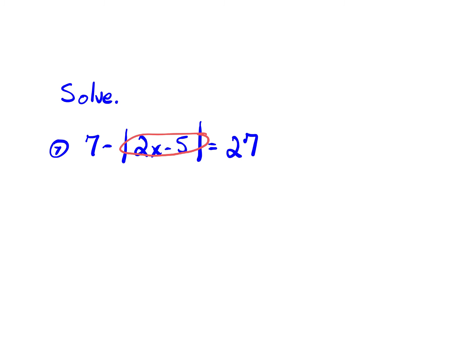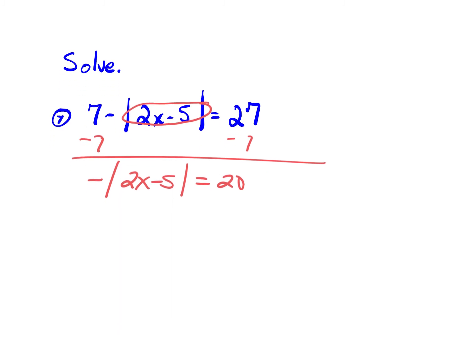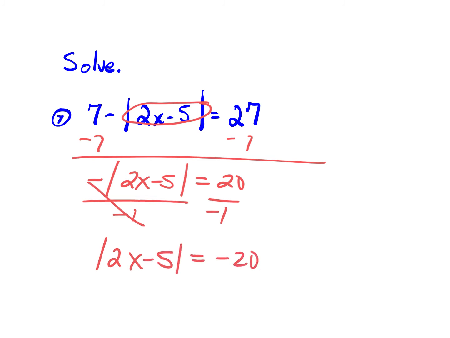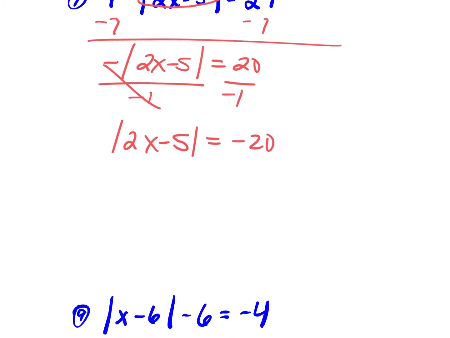So what do I do? First, I'm going to subtract 7. Perfect. So I have negative absolute value of 2x minus 5 equals 20. Then what? Divide by negative 1. So the absolute value of 2x minus 5 equals negative 20. Can the absolute value of anything ever equal a negative number? So right now, you guys would tell me what?